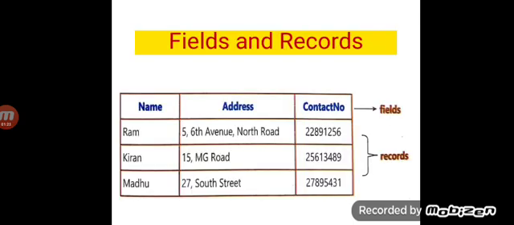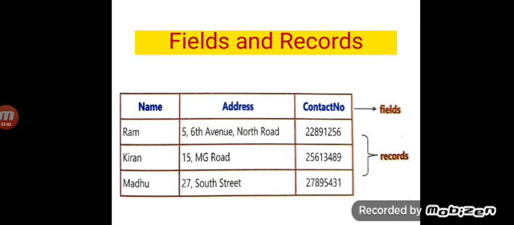Next we have fields and records. What are fields and records? Let us see first, field. A field is a column in a table. You can see a table on the screen. The columns in a table that store the same type of information is called a field. For example, you can see Ram, Kiran and Madhu. So this name column stores the same type of information. That means it stores only the names. So that name is called a field.